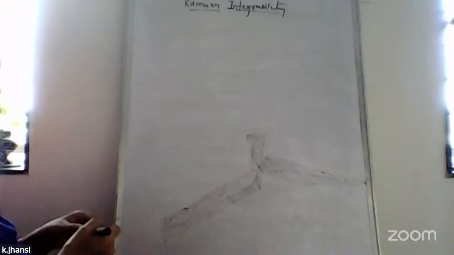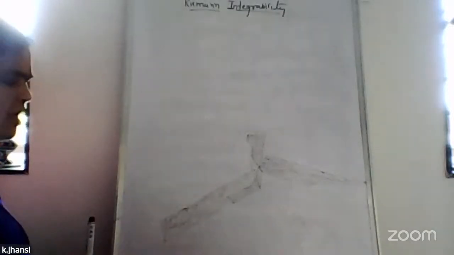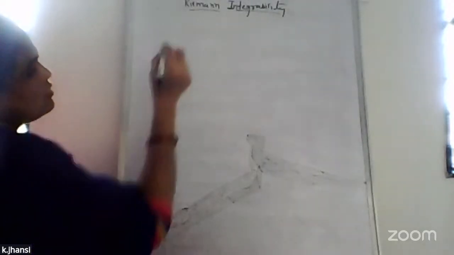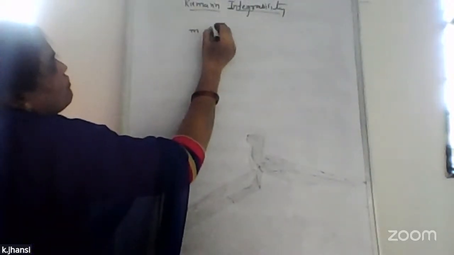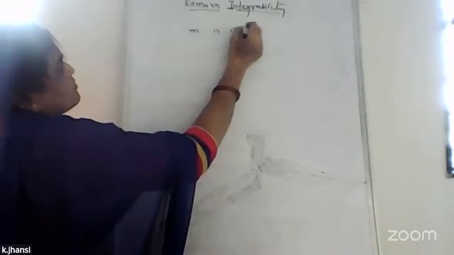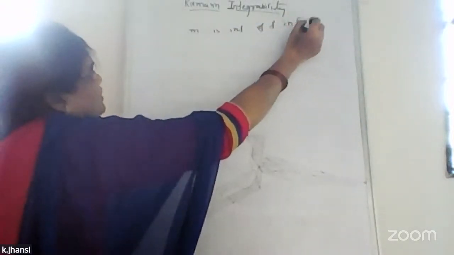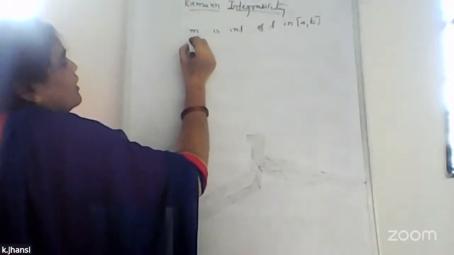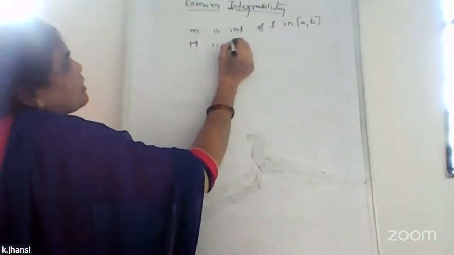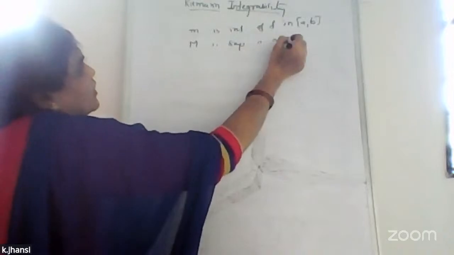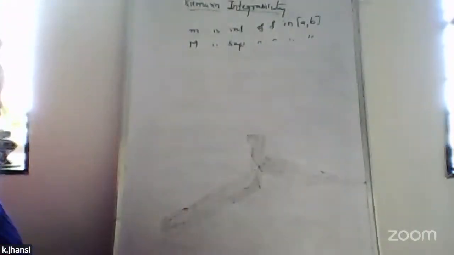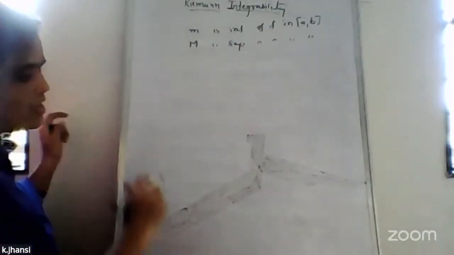Okay, here small m is called the infimum of f in the closed interval [a, b]. Capital M is called the supremum of f in the closed interval. So the representation of this is very important.